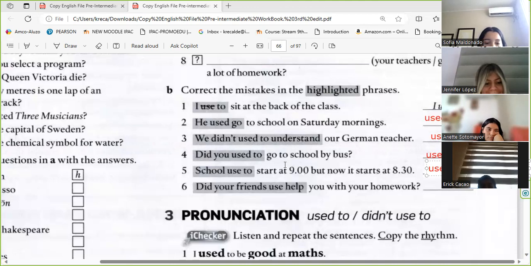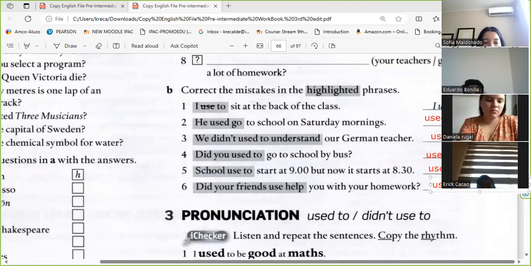Let's continue. Number 6, Annette, please. What is the mistake, my love? Is used to help. Excellent, sweetie. Very good. Used to. Okay? So we are reviewing what we saw yesterday, the use of used to.